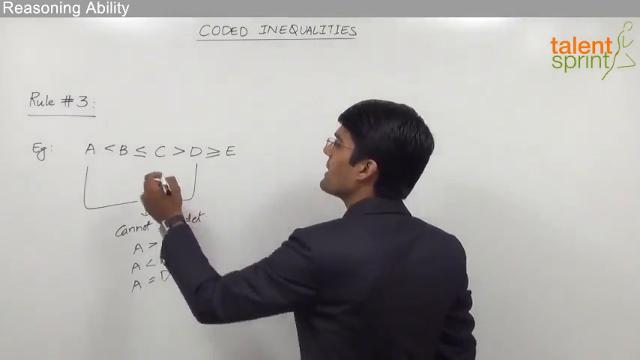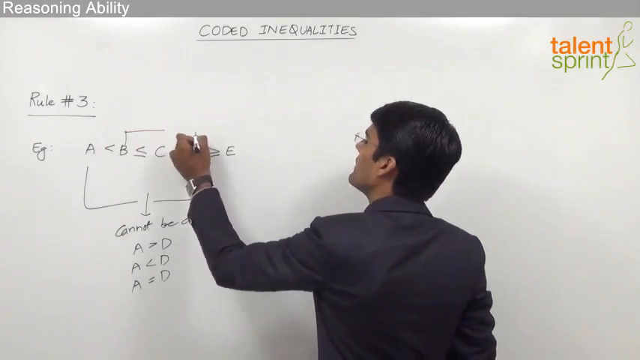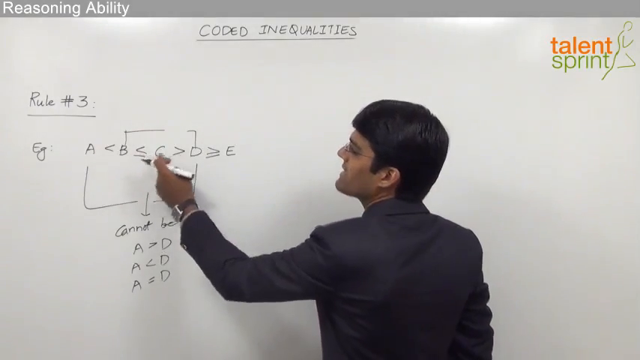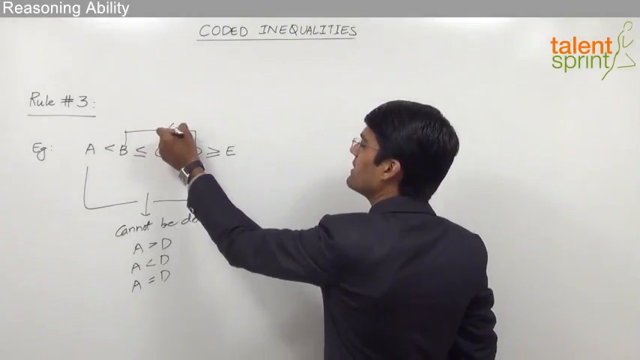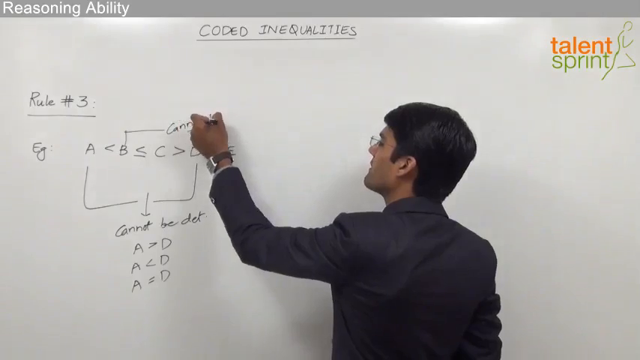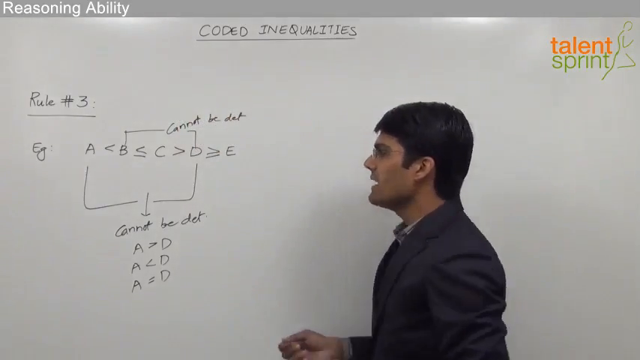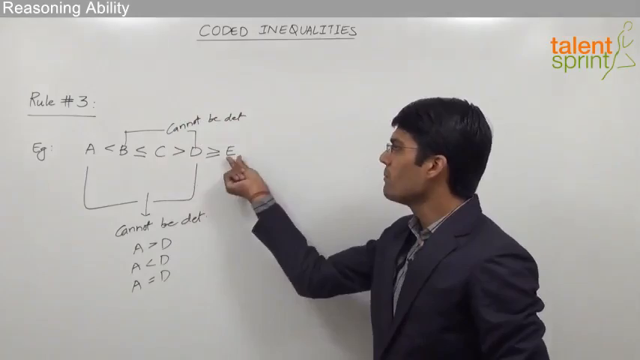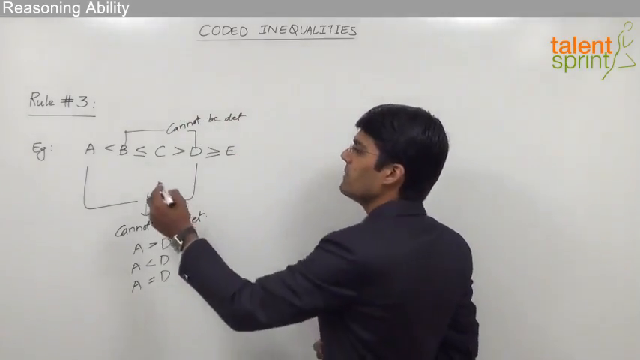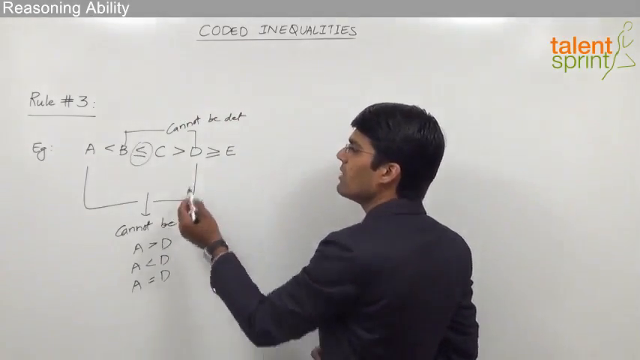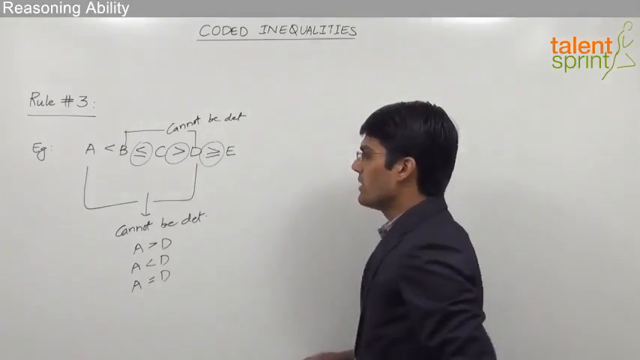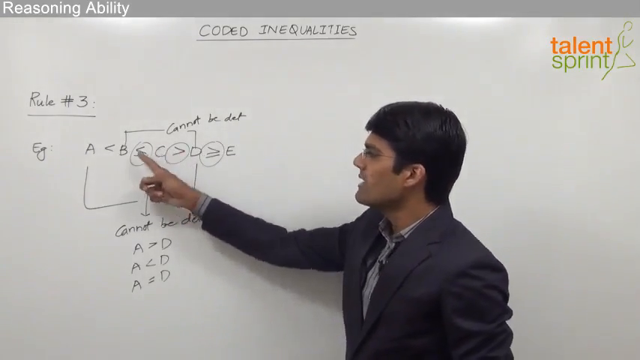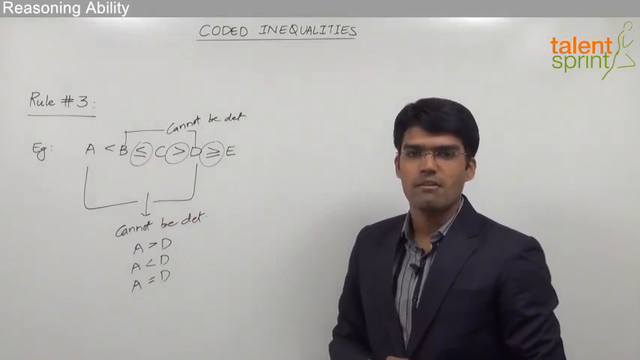Similarly, if we try to compare the variable B with variable D, we find that there are dissimilar inequalities. So again here the relationship cannot be determined. And the same thing happens when we compare the variables B and E. Again, in between B and E we have less than or equal to, greater than and greater than or equal to. So as there are dissimilar inequalities between them, those two variables cannot be compared.